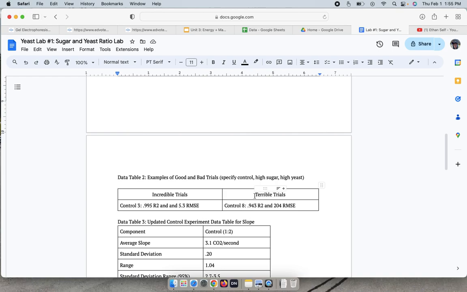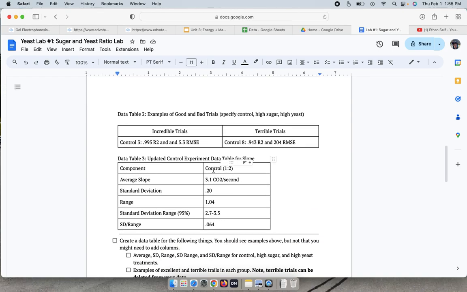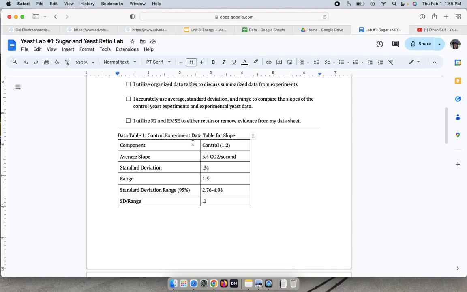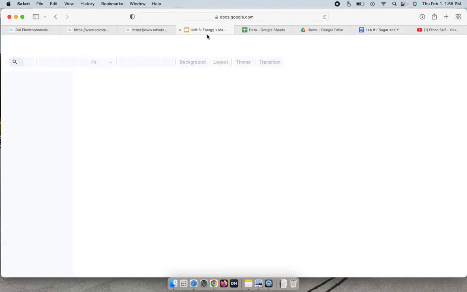You're then going to delete those terrible trials and then recalculate those computations you did in data table 3. So data table 3 and data table 1 should look identical. The only difference is that these numbers should be more precise and or more accurate. So what to do about that?